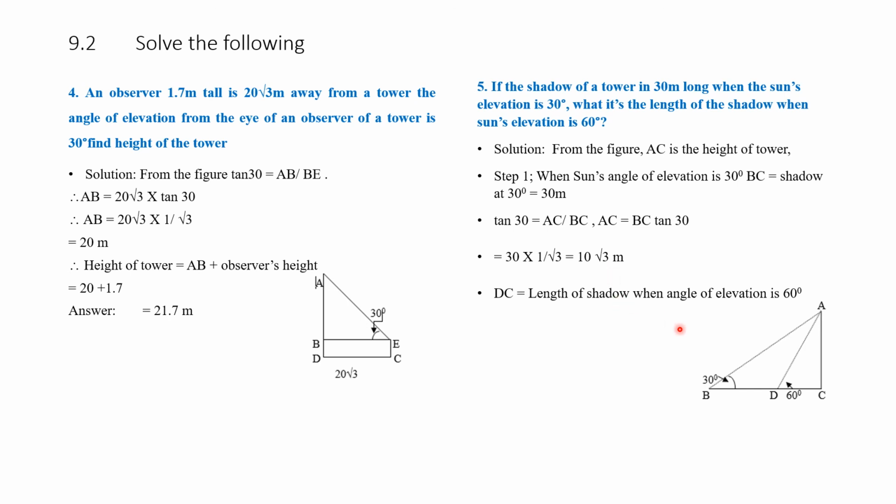Therefore, DC is the length of shadow when the angle of elevation is 60 degrees. Therefore, tan 60 is equal to AC by DC. Therefore, DC is equal to AC by tan 60. We know AC, we have calculated previously, as 10 root 3, divided by root 3. Therefore, this is equal to 10 meters. Length of shadow is 10 meters. So, it was previously 10 root 3 and now it has become 10 meters.